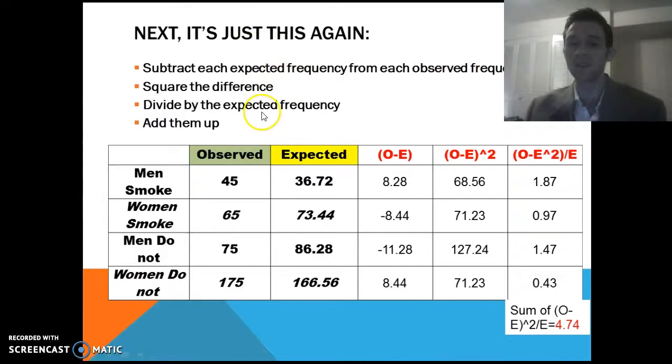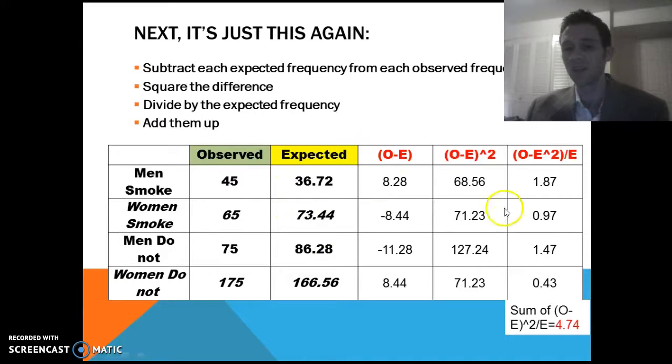We go back to these same steps. We do O minus E. We square that. And we divide that by the expected value. And here the expected values are different each time because it's different based on the category. So here we're going to have 68.5 divided by 36.72, giving us 1.87. 71.23 divided by 73.44, giving us 0.97.